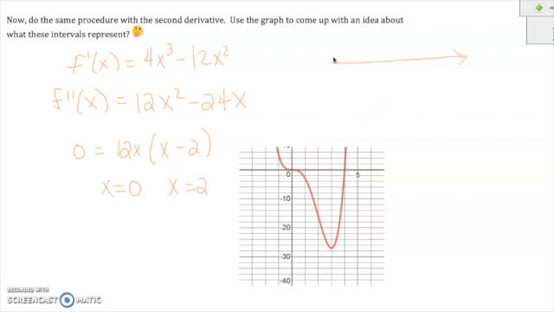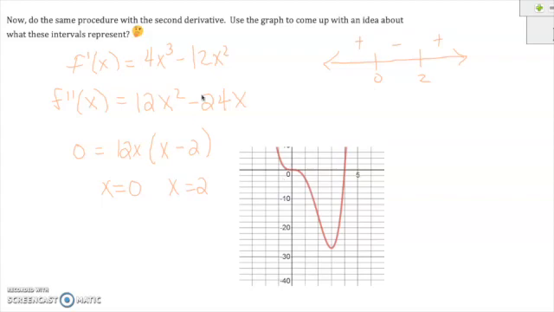Let's do a sign chart and see what happens. So it's 0 and 2. Now I want to plug numbers to the left and to the right into my second derivative. If I plug in -1, I get a negative times a negative, which is a positive. If I plug in +1, I get a positive times a negative, which is a negative. And if I plug in +3, I get positive.